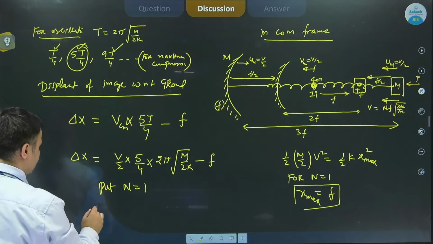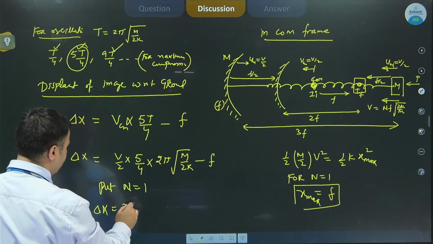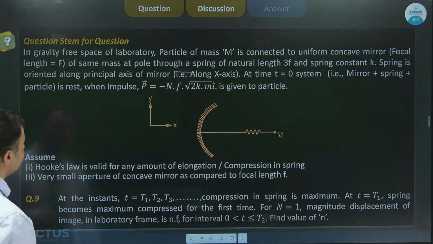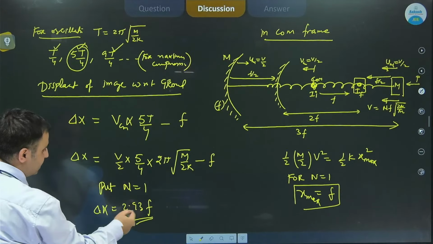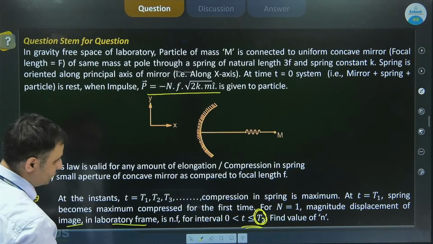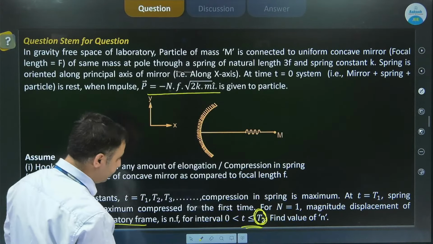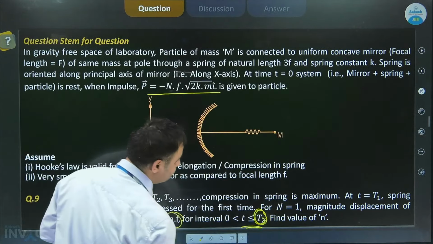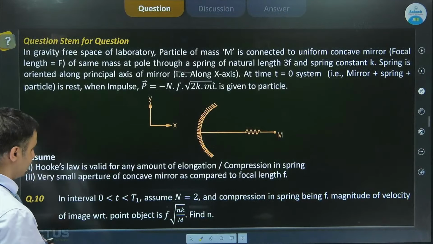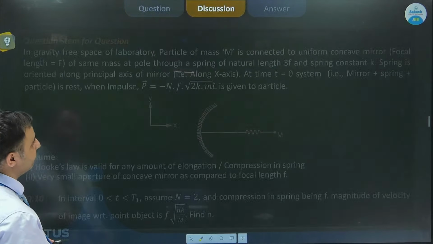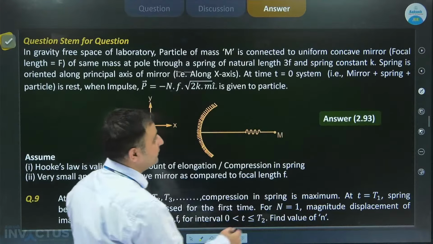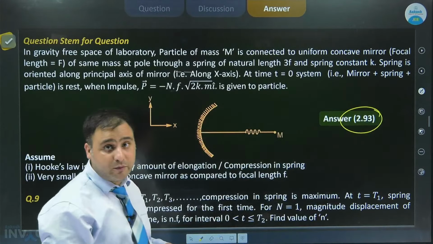So on putting it here, the value of delta x that comes out will be 2.93 of f. Now we had to tell the displacement with respect to the lab. So this is the displacement with respect to the lab, meaning with respect to the ground, and it is coming out as 2.93 f. It is in the form of NF, I think here NF. So N is 2.93. Now let's see the answer. Yes, 2.93 is the answer. Now let's move on to the second part.